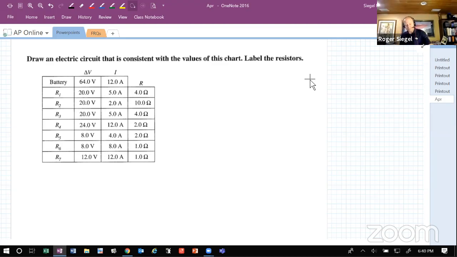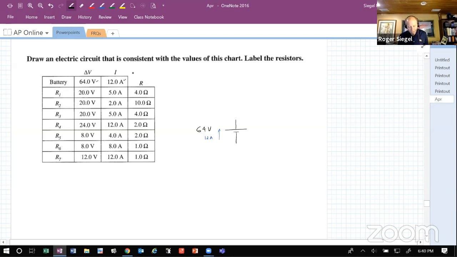Well, I think we can all agree that there's one battery. And so I think that's a good place to start. So let's go ahead and start with the battery. And so here's my battery. And I'm told that my battery has a voltage gain. The EMF is 64 volts. Okay. And so we'll start there. Now, we know that the battery also has 12 amps of current. Okay. So we get that. So let's go ahead and we can actually put a little check mark there. We got those guys.